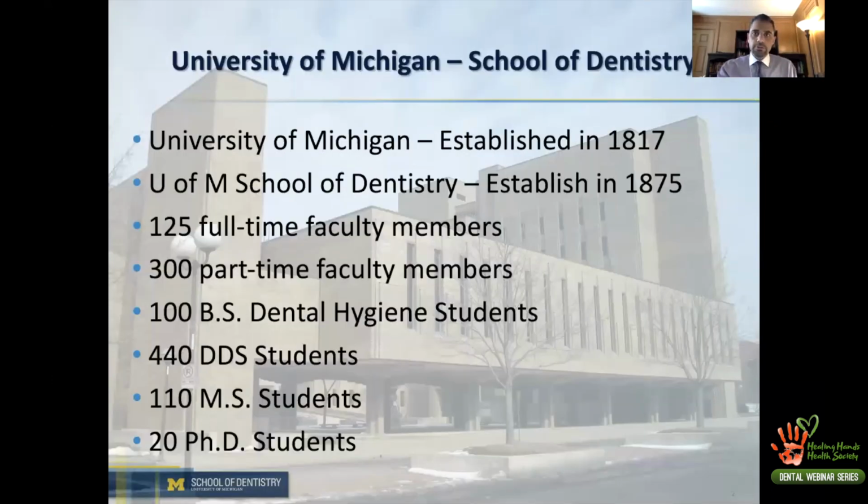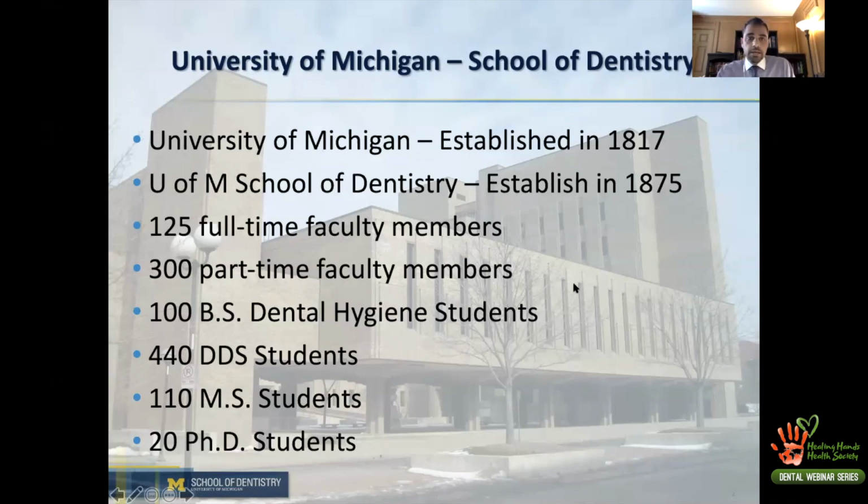So just an introduction. As you all know, I teach at the University of Michigan. I've taught there since 2007. I did my residency there in 2004 to 2007, stayed there as a full-time faculty. University of Michigan was established in 1817. 3 years ago, we celebrated 200 years of the University of Michigan. The dental school was established in 1817. There's a typo here.